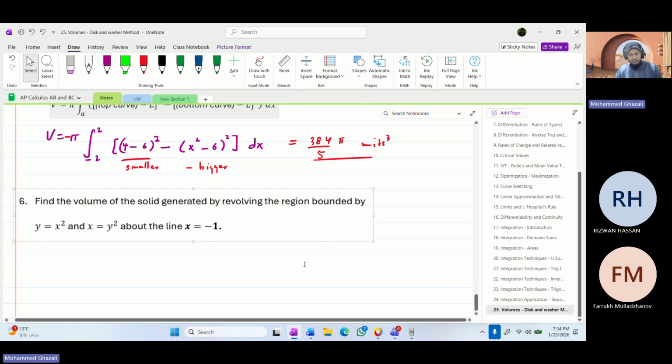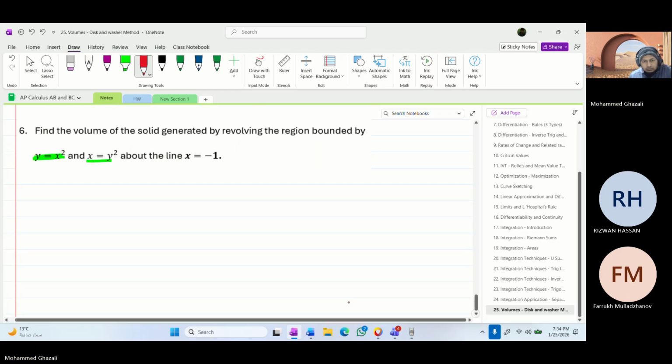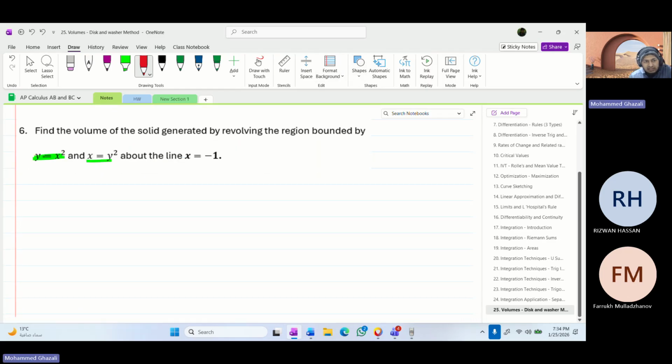Now, we are rotating about the line x equals -1. Just draw these two graphs, y equals x squared and x equals y squared. Be careful now. Let's start with y equals x squared, a normal quadratic function, and this is a sideways quadratic function. Let's start by finding the points of intersection. We're rotating about a vertical line, so it's going to be dy.